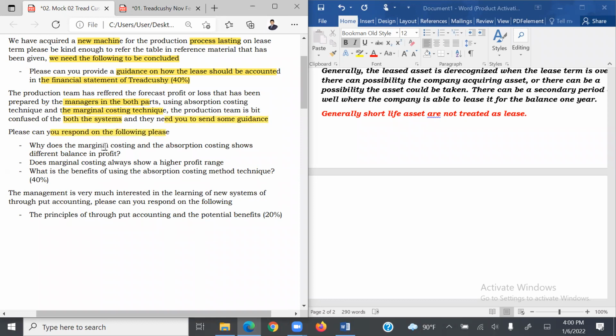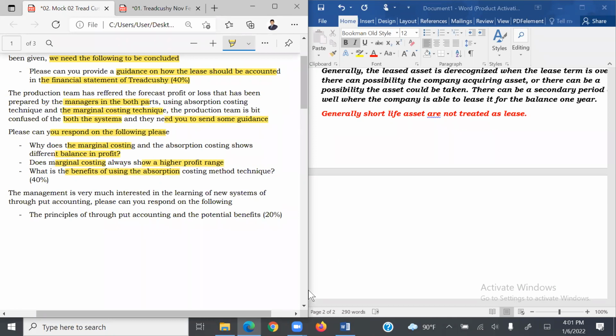Why do marginal costing and absorption costing show a different balance in profit? Does marginal costing always show a higher profit? And what is the benefit of using the absorption costing technique? So there are three major headings that they have given for you. Now students, when you come to a management case study, you need to design the content. But see how they have done it for you, very easy. They have clearly broken it down.